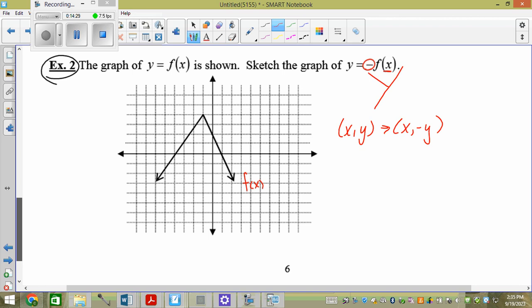I pick 3 points. I usually pick this one and this one and this one. The more points you pick, the more accurate it is. But I'll pick those 3 points, plug it in, and redraw them. So try it out quickly.